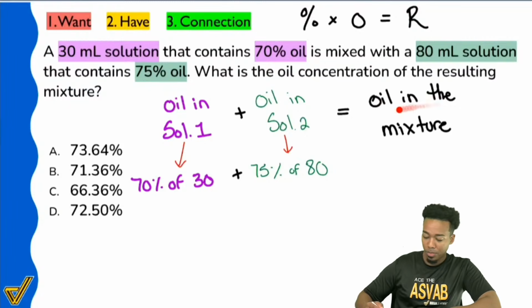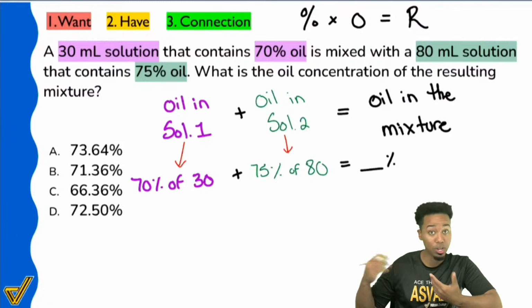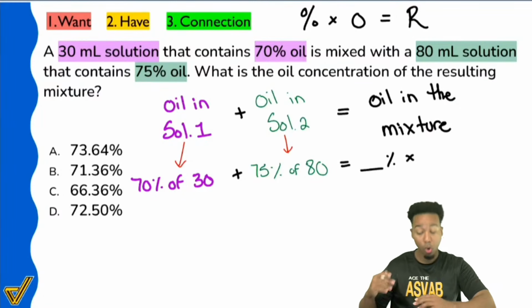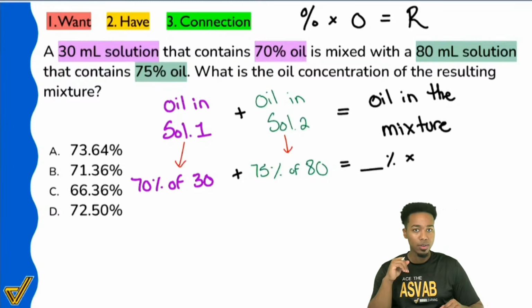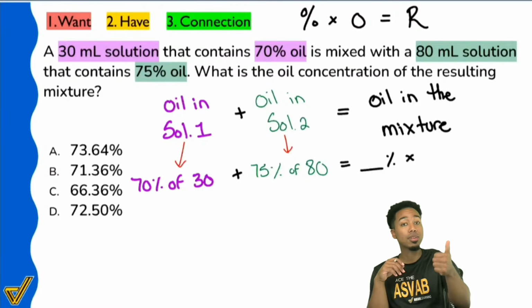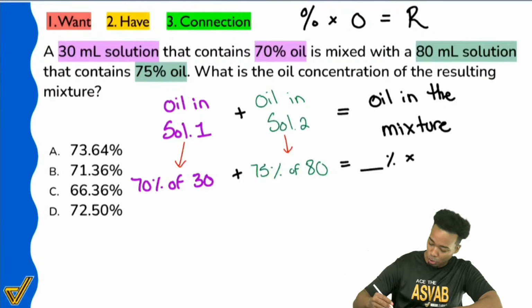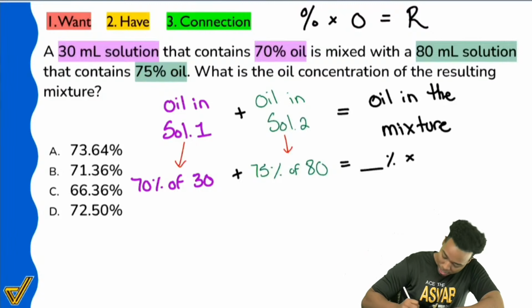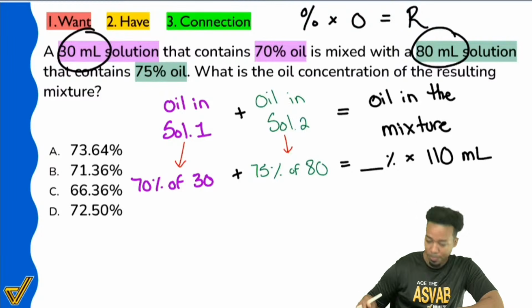And then here, to get the oil in the mixture, that's going to be the blank percent that we're trying to find times the total amount of the solutions. Everybody, how much total do you have now? What's the original for that entire mixture? Right, that's going to be 110 for all of them. Yep, because you had 30 milliliters in that first one and 80 in the second one. 30 plus 80 is 110 total. So we get this plus this equals 110 milliliters.